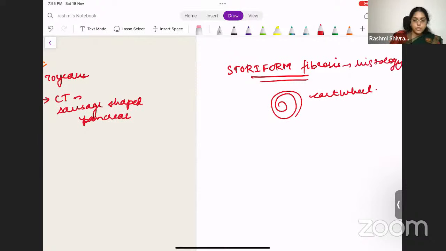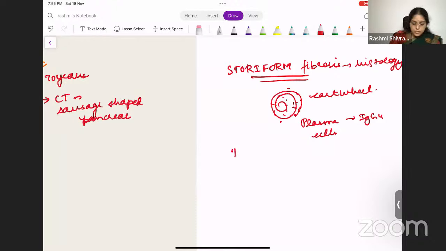When you biopsy and take a sample, then you will see storiform fibrosis in these patients. And they will also have a lot of lymphoplasmacytic infiltrate. These are plasma cells which contain IgG4. So there will be a lot of plasma cell infiltrates which contain IgG4, and they will have a storiform fibrosis or a cartwheel appearance.